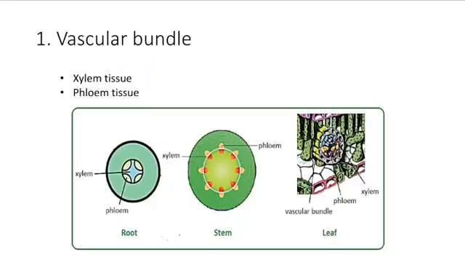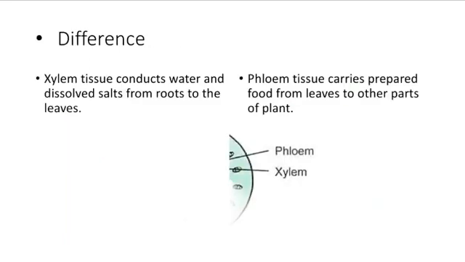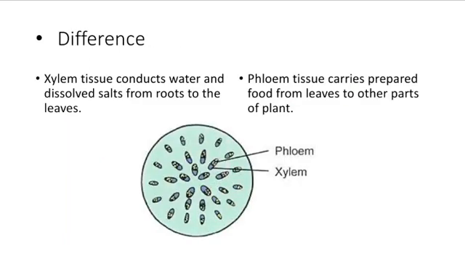A vascular bundle is a part of the transport system in plants. The transport itself happens in vascular tissue, which exists in two forms, xylem and phloem. The main difference between xylem and phloem is that xylem tissue conducts water and dissolved salts from roots to the leaves, while phloem tissue carries prepared food from leaves to other parts of the plant.